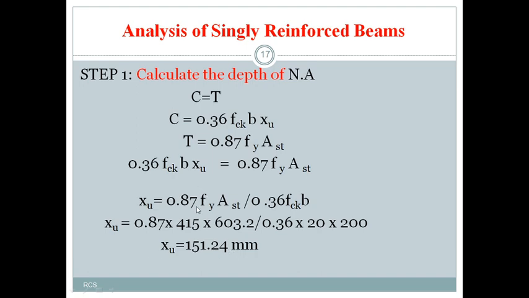Here, 0.87 in place of Fy substitute 415, the area of steel we got from our previous calculation is 603.2, and 0.36 multiplied by FCK, that is the grade of concrete, that is 20, and the width of the beam given is 200. Finally, we can get the actual depth of neutral axis, Xu is equal to 151.24 mm.